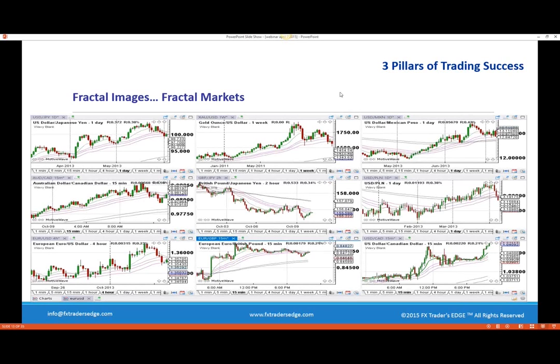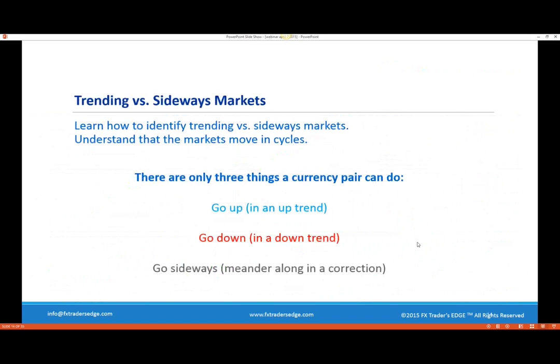So markets are fractal. That's the good news. You can learn patterns, you can memorize those patterns, internalize those patterns, and when you see the patterns, make sure you pull the trigger, because that's how your bread and butter is made. It's really that simple. So let's talk a little bit about the cycles, trending versus sideways markets.